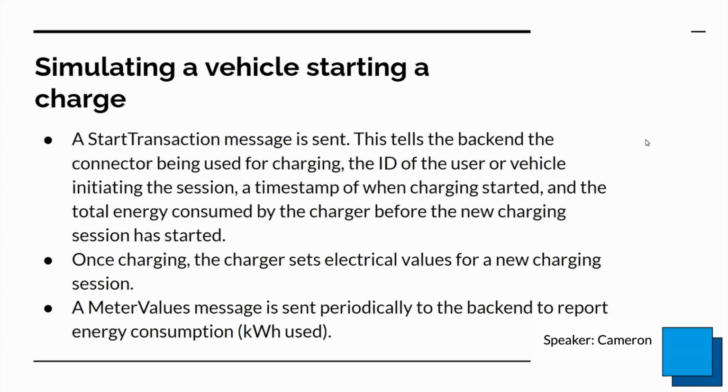So once we're charging, we first send a start transaction message. This tells the backend the connector being used for charging, the ID of the user or vehicle initiating the session, a timestamp of when charging started, and the total energy consumed by the charger before the new charging session started. Once charging, the charger sets electrical values for a new charging session. A meter values message is also sent periodically to the backend to report energy consumption.